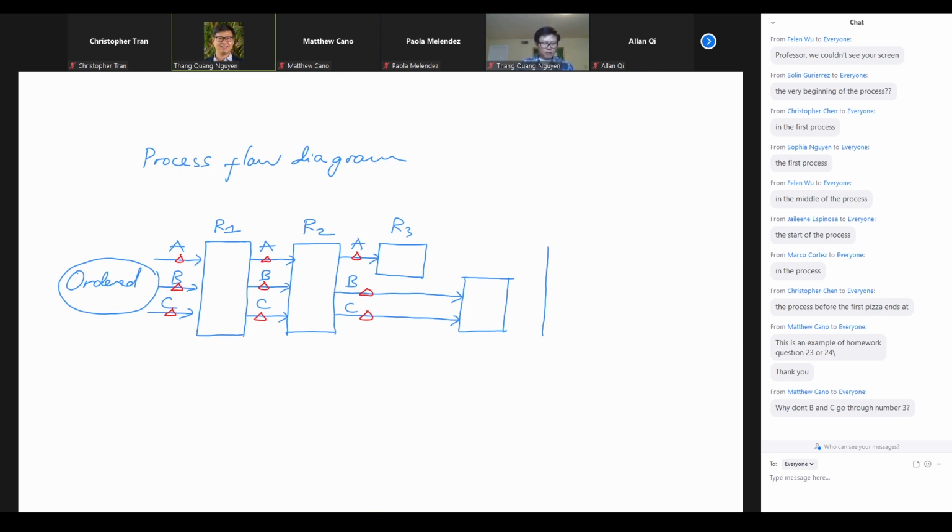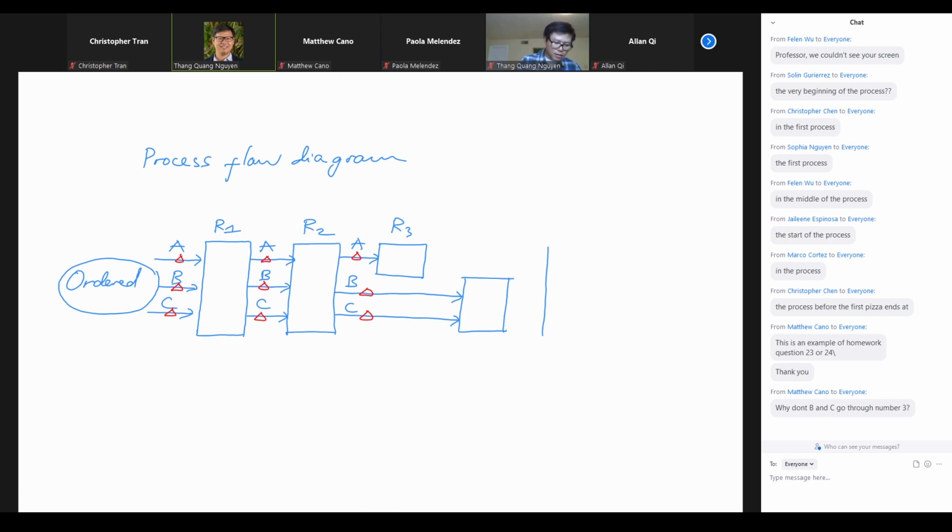Okay, so I will talk about that, Matthew. I will explain why B and C would not go to 3. For now, we just take it for granted that by the nature of the process and the product, B and C do not go to 3. Only A goes through it. Let's finish the diagram, and then I will explain it.